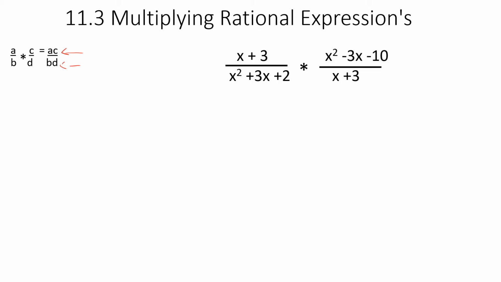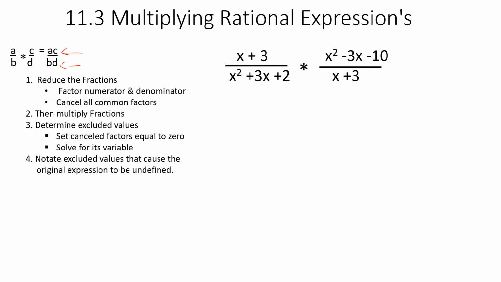So here we go. We've got two fractions here, rational expressions. So you did this in the previous section. The first thing is you're going to reduce the fractions, right? So we're reducing the fractions. And you do that by factoring the numerator and the denominator and then canceling common factors. So let's look at them.